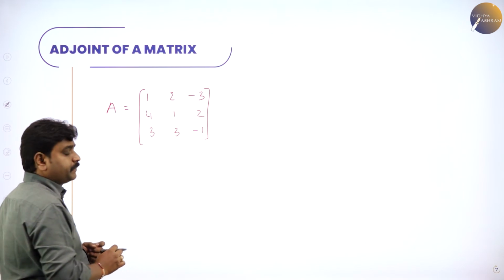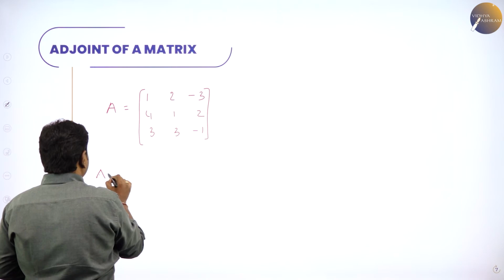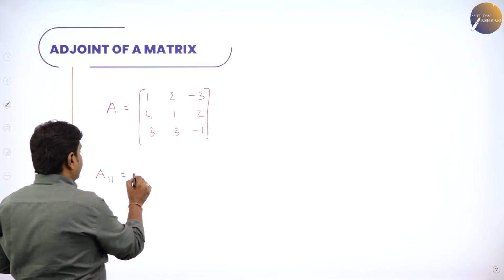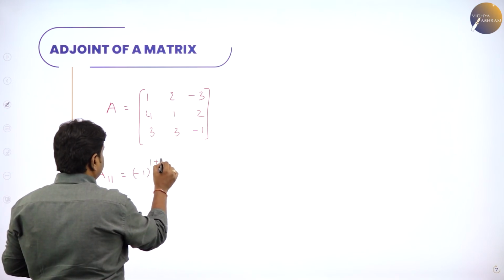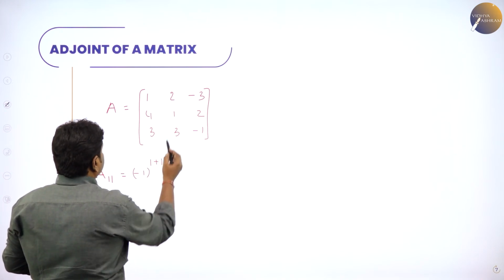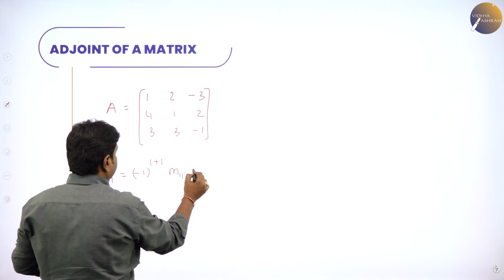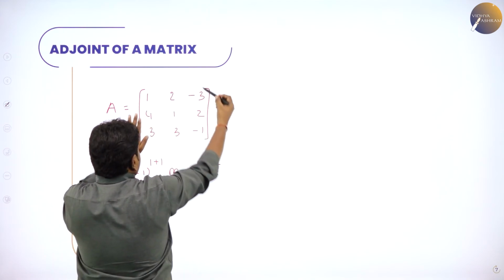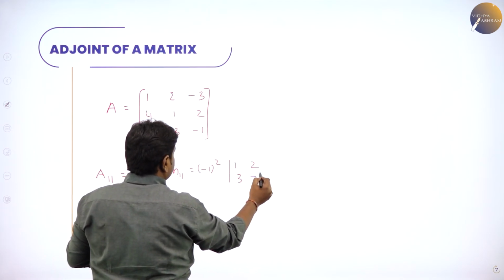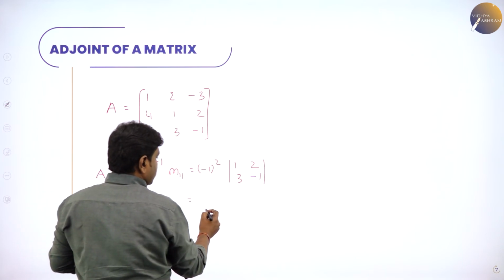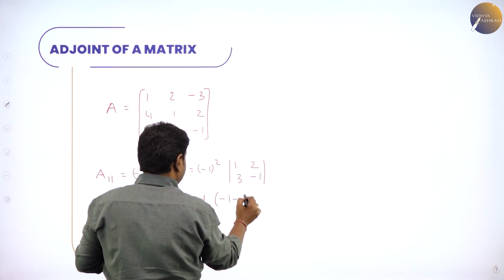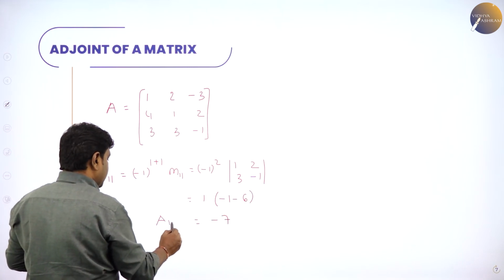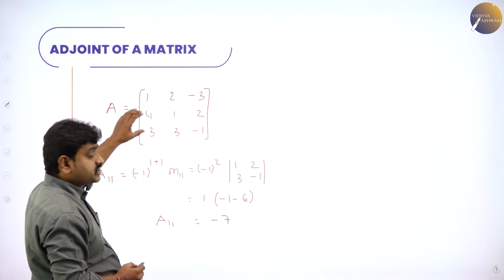Now going ahead, we'll find A11. What is A11? The cofactor of the first row, first column element. How to find that? Minus 1 power 1 plus 1 into the minor of 1,1. The minor of 1,1 means leave the first row and first column. You will have 1, 2, 3, minus 1. Expand this. Minus 1 square is plus 1. This will become minus 1 minus 6, that is minus 7. You got A11, the cofactor of the first row, first element.